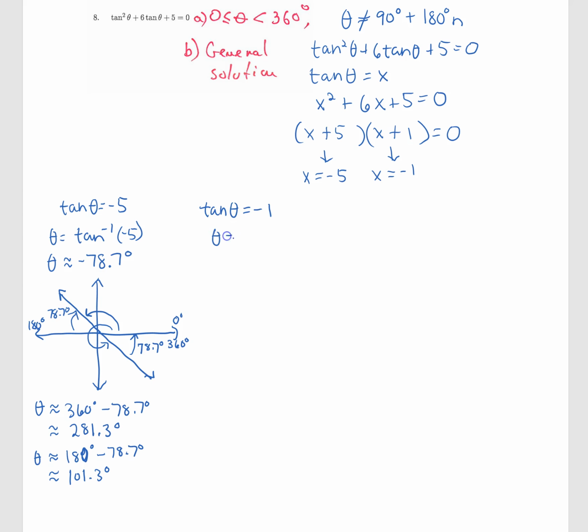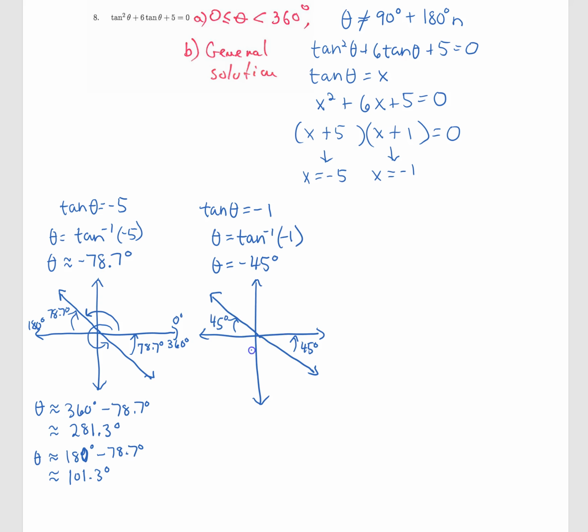Again, we figure out theta. It's inverse tan of -1. And that gives us theta is equal to -45 degrees. And so, again, looking at what this looks like, we have an angle here in this quadrant where this is 45 degrees. And then another one here where this is 45 degrees.